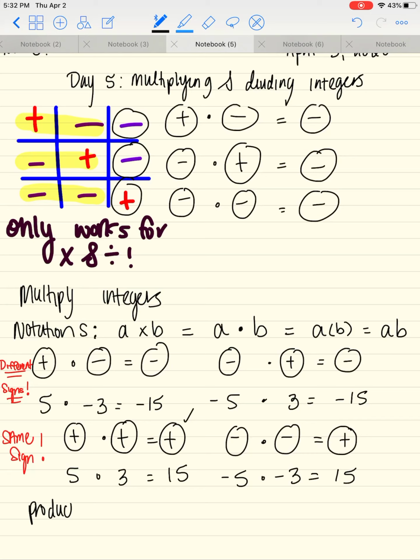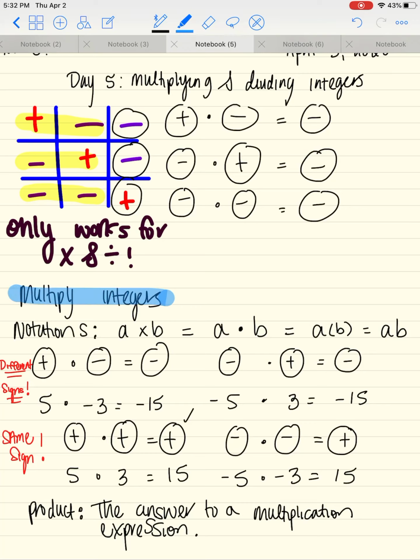The word product is the answer to a multiplication expression, or the solution. The answer to a multiplication expression. So when you hear someone say, well, the product to this is 20, that's because they've multiplied two numbers to be able to get to 20. Okay. Now, we just talked about multiplying integers.